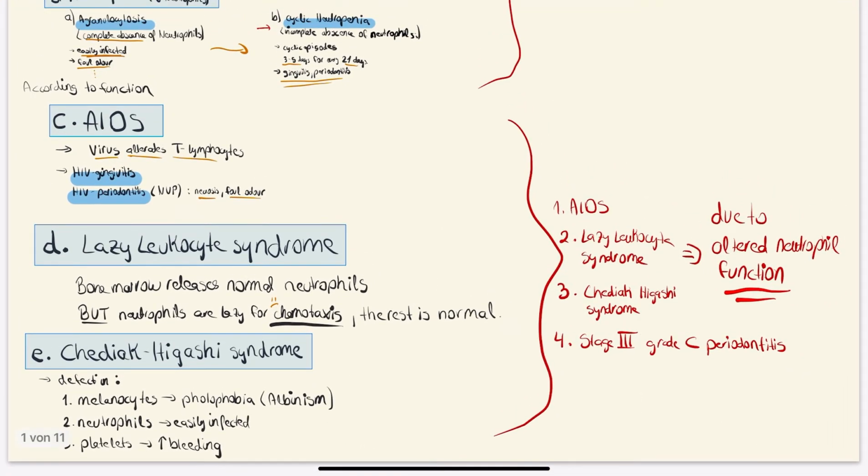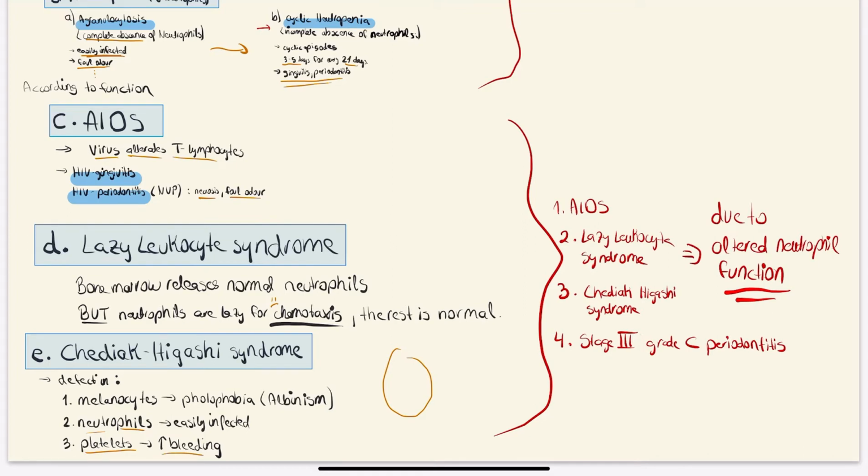For the fifth type, Shiraki-Higashi syndrome. You can imagine it as a little young boy who has albinism: light hair, light color, light skin. He has albinism due to a defect in melanocytes, and a defect in neutrophils, which means these patients are easily infected, and a defect in platelets, so they have a tendency to bleed.